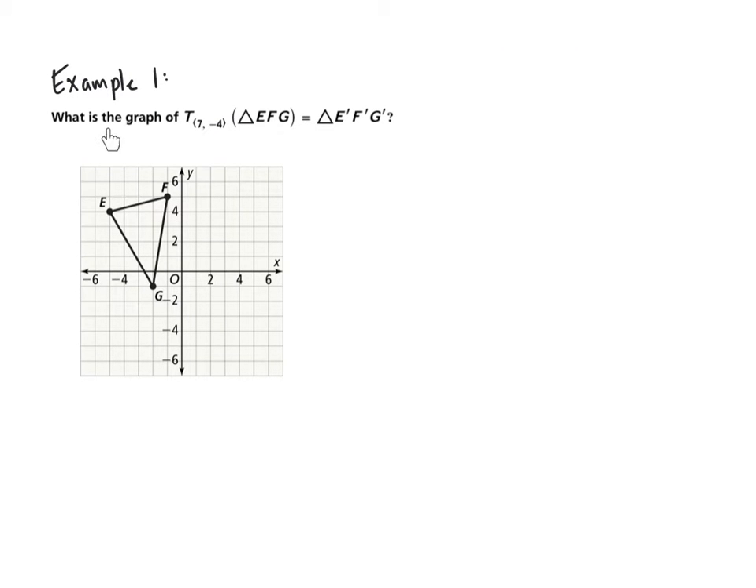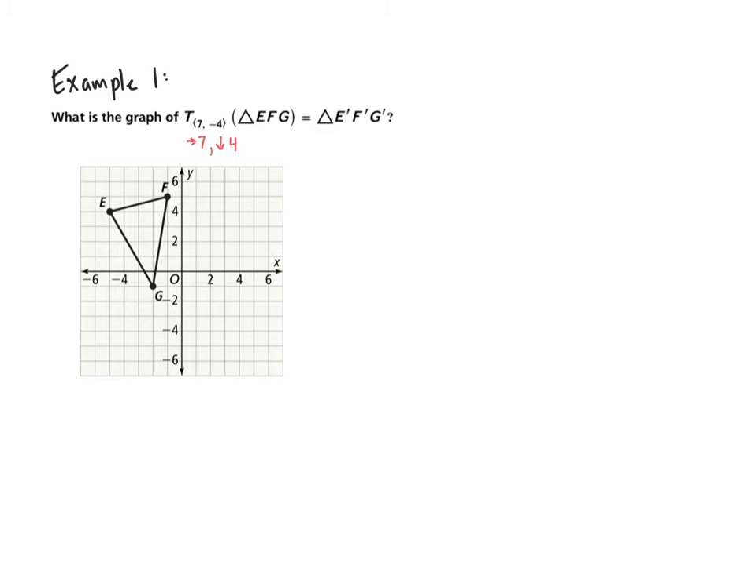For this first example, we are going to graph, or place, the triangle EFG at its new location, its image, triangle E prime, F prime, G prime, using this translation. So capital T for translation of 7, -4 of my triangle EFG. This 7 and this -4 tell me that I am going to take my shape and go to the right 7 units because it's a positive 7, and then go down by 4 units.